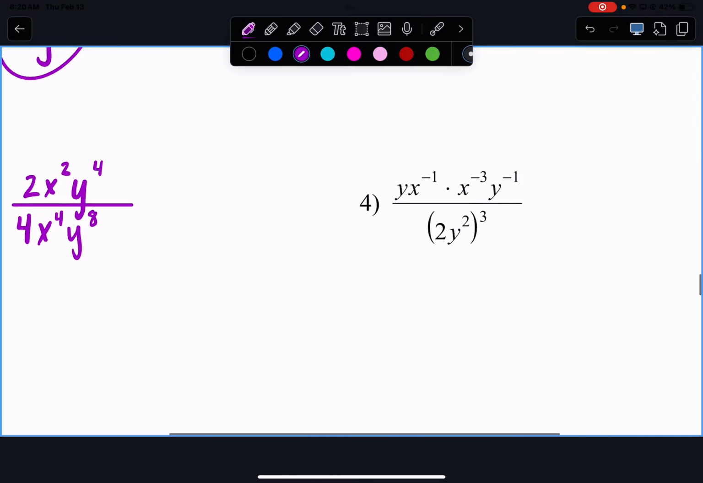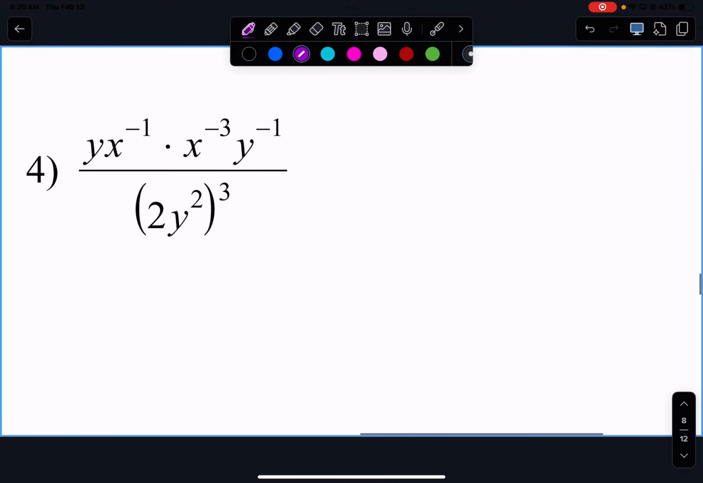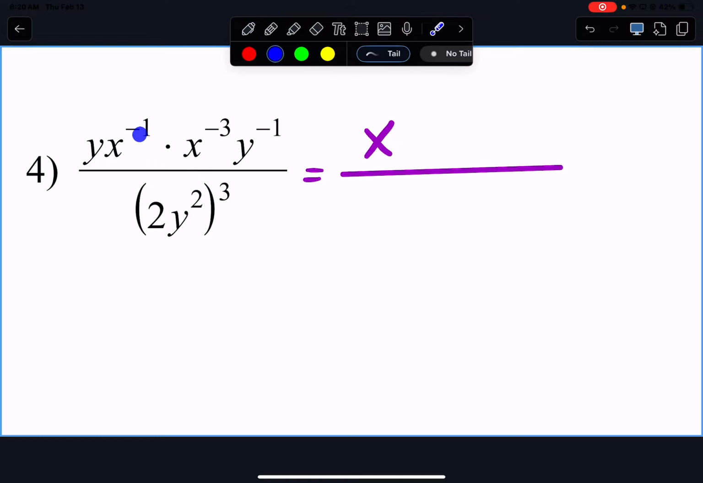All right, then we have number 4. So for our numerator, we can go ahead and multiply everything. What should the exponent in the numerator be for my x? If I do negative 1 plus negative 3, what is negative 1 plus negative 3?